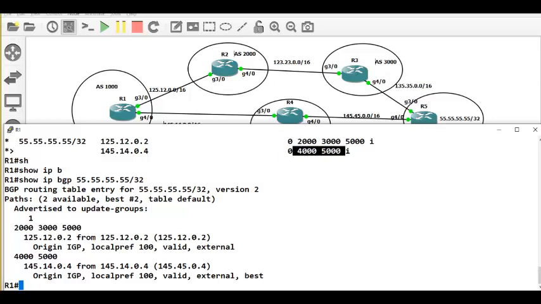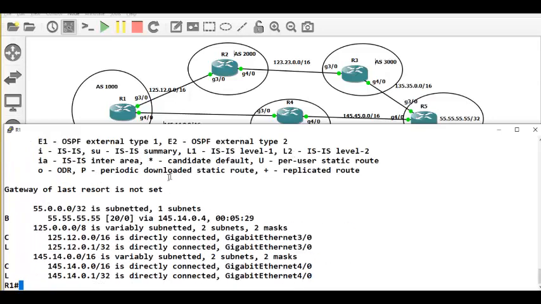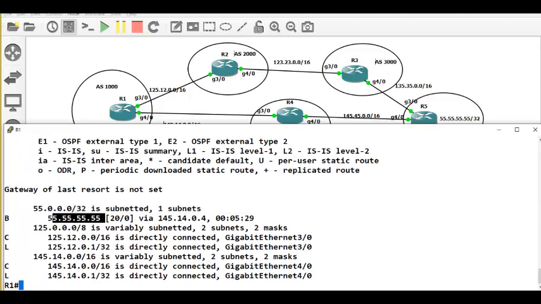If you are not tuning any attribute, most of the time, based on the AS number, the path will be elected. Now check the routing table. You will have the route. Show IP route. Learned through BGP, 55 network. Administrative distance is 20. eBGP, no? Administrative distance is 20. For iBGP, administrative distance is 200.